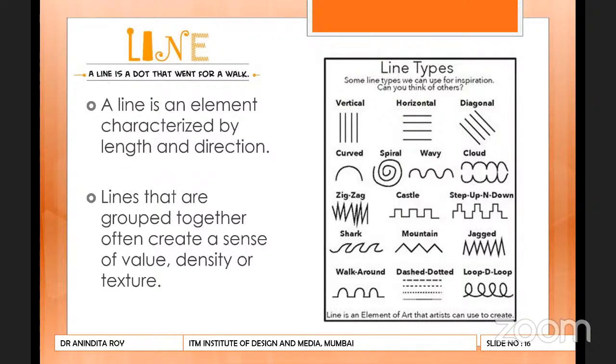Right? So, easy: vertical, horizontal, diagonal. These are the lines you have always heard about. Some of you might think ahead and think of curves, spirals, waves. Then we go a step ahead and we think of zigzags. We think of castles. Then we can think of step up and down. We can think of the sharp line, the mountain line, the jagged line, the walk around. Then we have dashed and dotted. Then we have loops. So these are some of the basic line types.